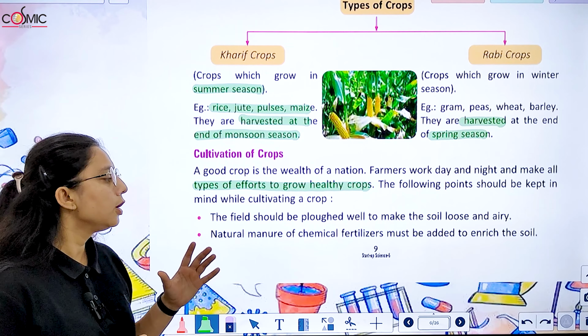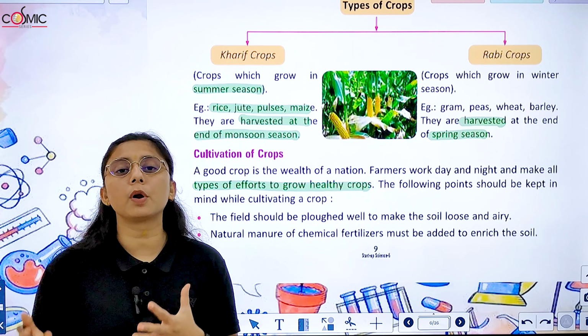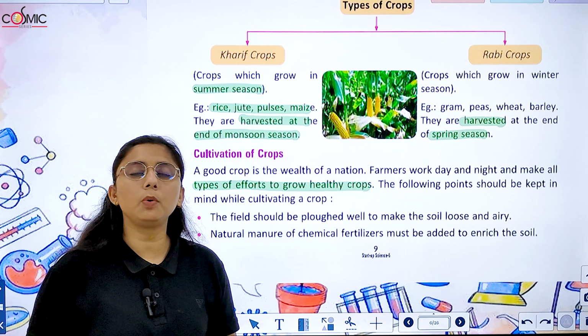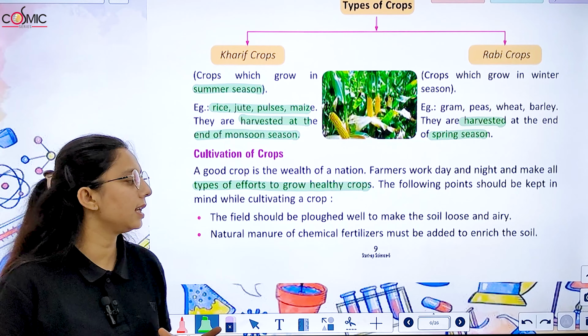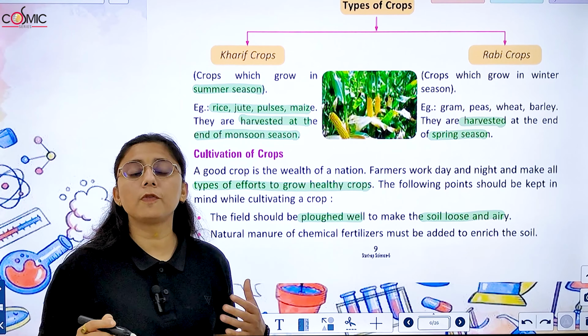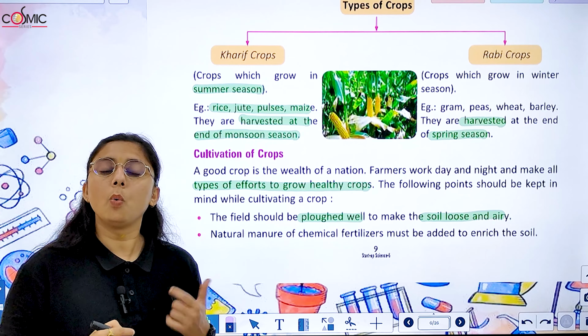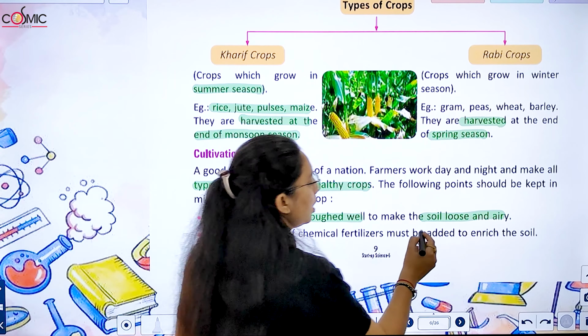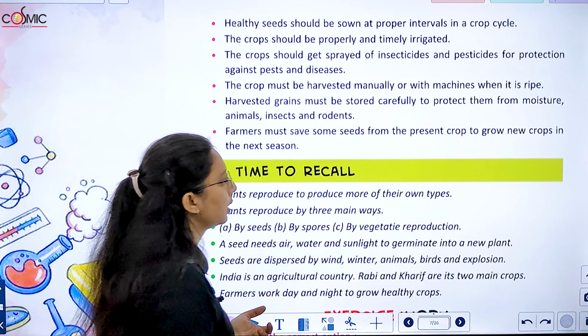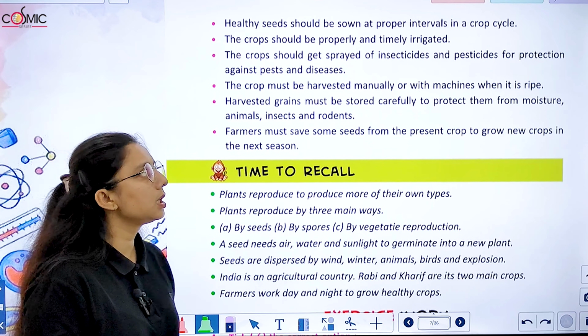First, your field should be plowed properly. आपको उसको अच्छे से plow करना है, soil को loose करना और airy बनाना. Natural manure or chemical fertilizer. देखो natural manure जो आपका chemical fertilizer है, what it does, it enriches the soil. ये soil को enrich करता है. Next is healthy seeds.